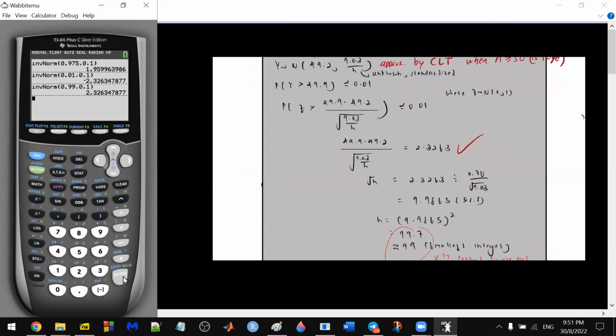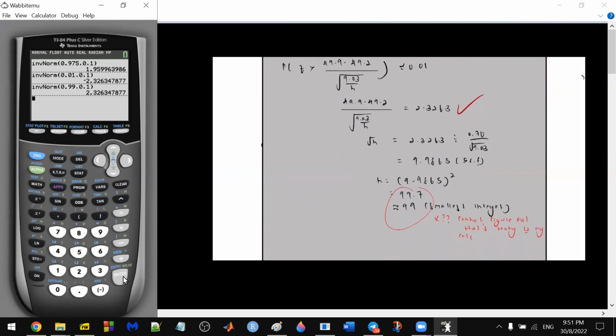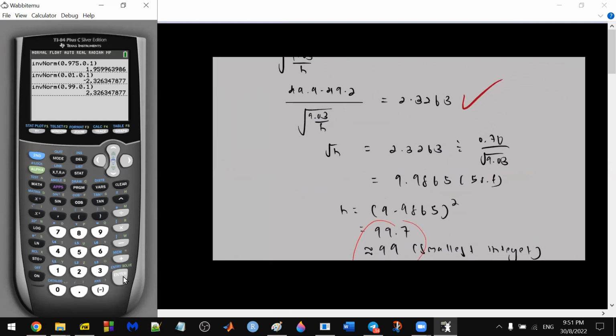Then, unless you did an algebra mistake, 49.9 minus 49.2 is 0.7. Divided by... algebra mistake. Wrong already.